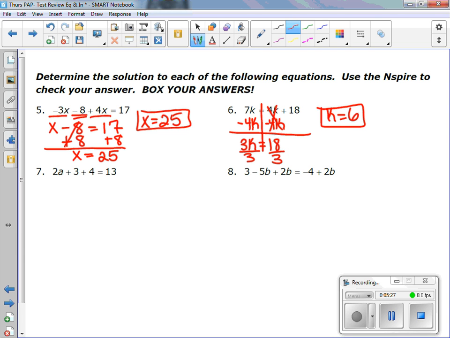My next one, I have a 3 and a 4 on the same side of the equation. So 2a plus 7 equals 13. Now I need to subtract 7 from both sides, which gives me 2a equals 6. Divide both sides by 2, and a equals 3.